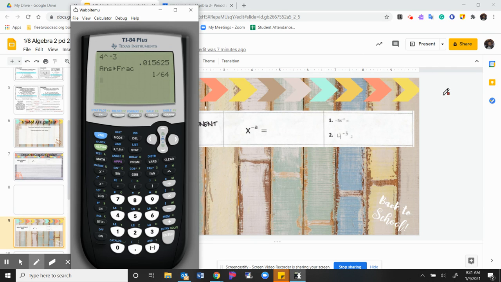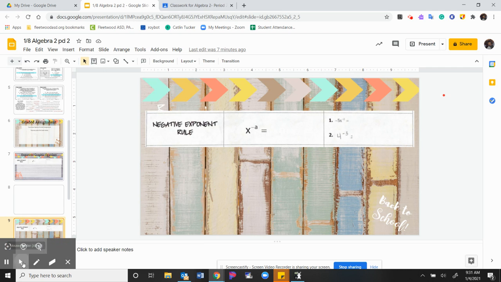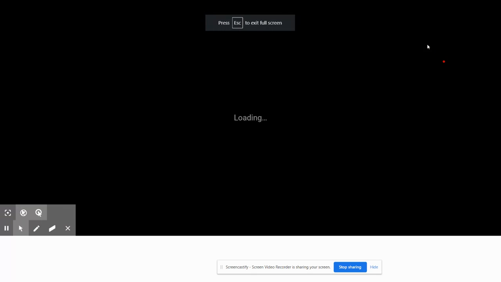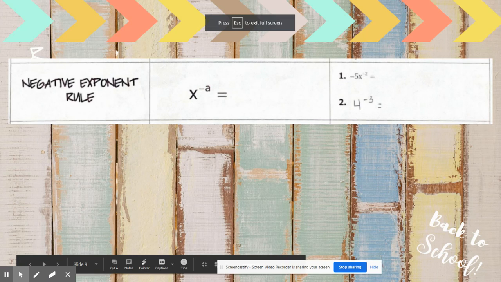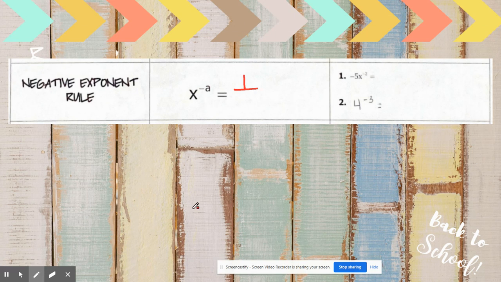Okay, so let's see if we can figure out here what that actually means in terms of this problem, 1 over 64. Okay, so we already said that this is really 1 over x to the a. You just flip it. And when you flip it, the exponent becomes positive. So I'm going to flip this, and I'm going to put this 4 to the 3rd on the bottom. I'm going to put a 1 on the top there, and the 4 to the 3rd, if I plug that into the calculator, is really 64. So this becomes 1 over 64.